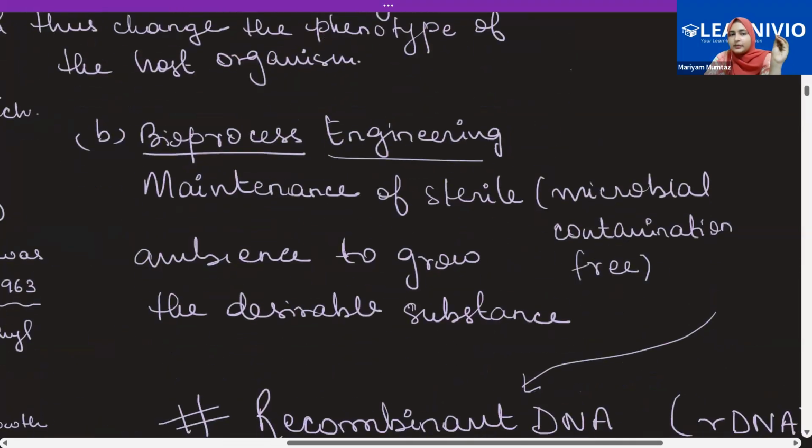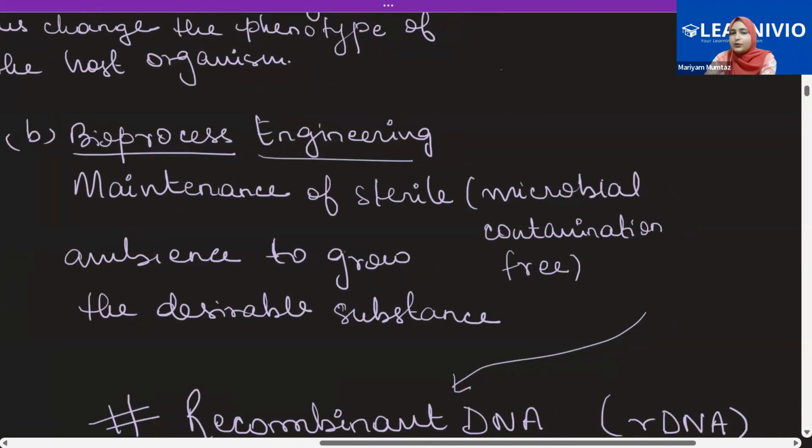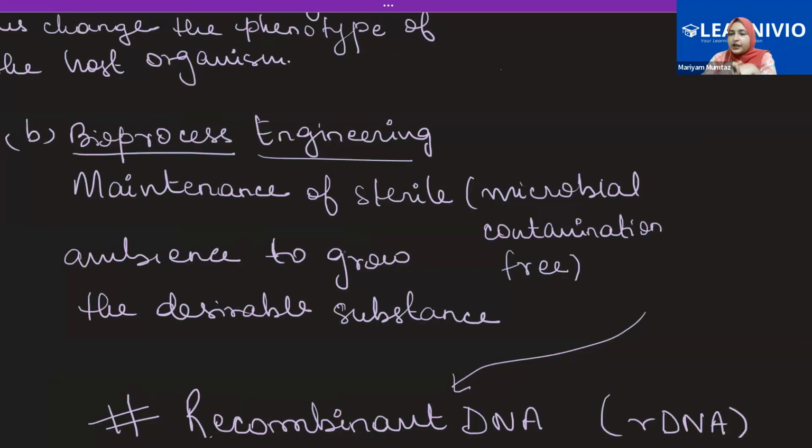I'll give you a very small, simple, crisp explanation to this. And then the last thing is bioprocess engineering. When you're doing genetic engineering, when you're putting it into a host organism, you need to maintain a very sterile condition, a contamination-free area. You need to maintain that, or else things will not happen in your favor.